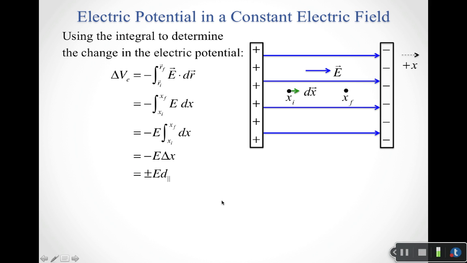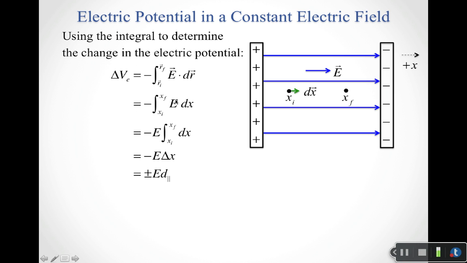So just to make sure that the math works out, let's come back and use our integral. Here's our definition for the change in the electric potential: negative the integral from some initial position to some final position of E dot dr. We'll let the electric field in this example run to the right, and we'll move to the right. So E and our little dx are going to point in the same direction, so their dot product will be positive.